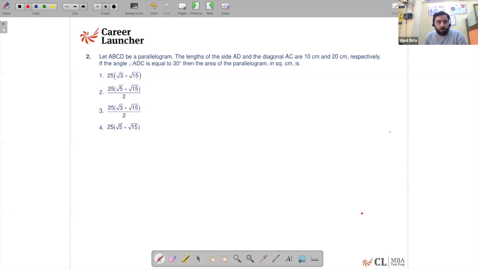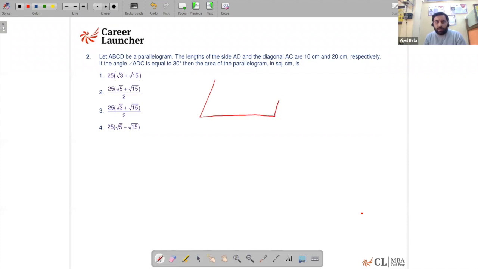Yeah, question number 2, it says, let ABCD be a parallelogram. The lengths of the side AD and diagonal AC are 10 and 20 centimeters respectively. Okay. And angle ADC is given as 30°, then the area of the parallelogram, right? Now we know in a parallelogram, opposite sides are parallel and equal.